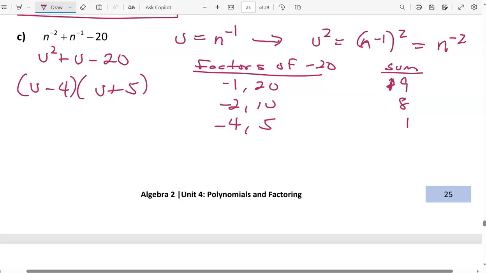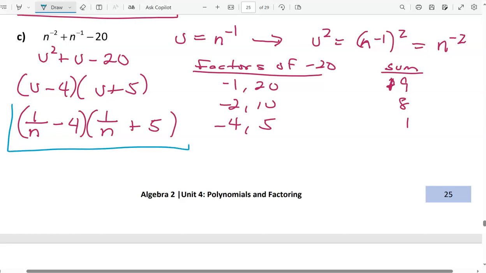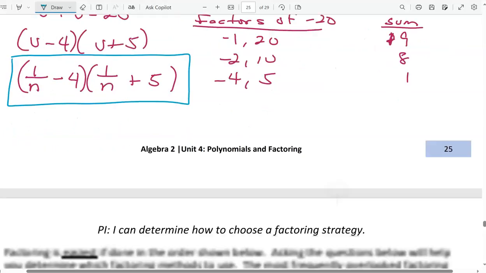And now we still have to replace the u, because u was a variable that we introduced. And so each of the u's can be replaced with n to the negative 1. And remember that n to the negative 1 is the same as 1 over n. We typically don't write a final answer in the form with a negative exponent. So we're going to change n to the negative 1 back into 1 over n.